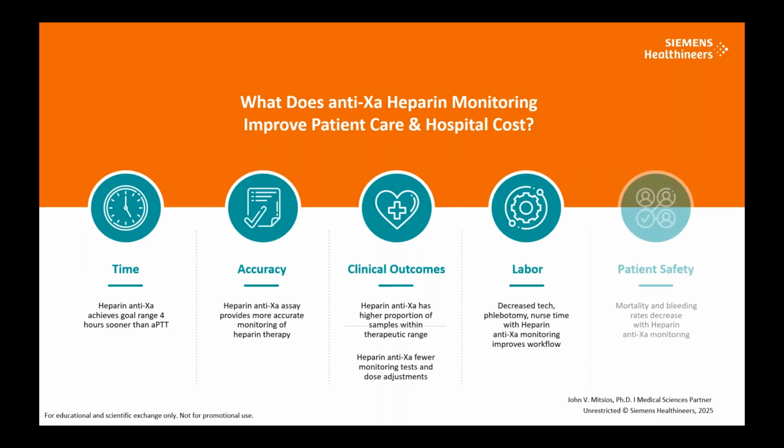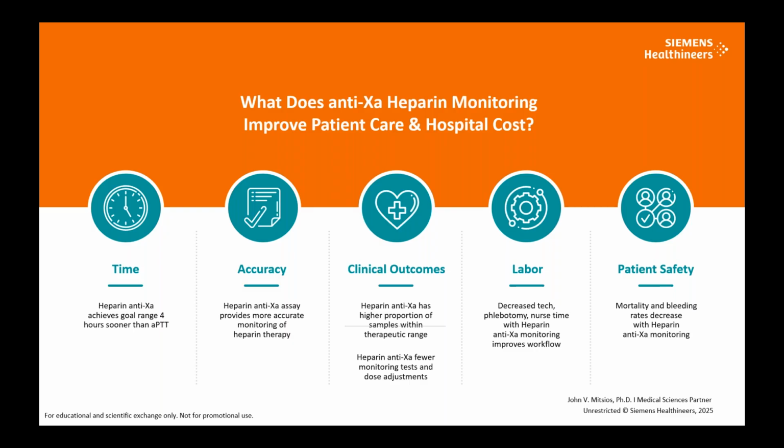So overall, we see there's an improvement in time, allowing patients to get into that therapeutic window much faster. Accuracy does provide you that functional activity, so if reversal is important, you can give it. Clinical outcomes: it does improve clinical outcomes by decreasing mortality rates. Perhaps it can affect labor by decreasing phlebotomy tech time, nurse time, dosage changes, all those things that could be positively impacted by using a more streamlined approach to anti-10A testing or heparin treatment.